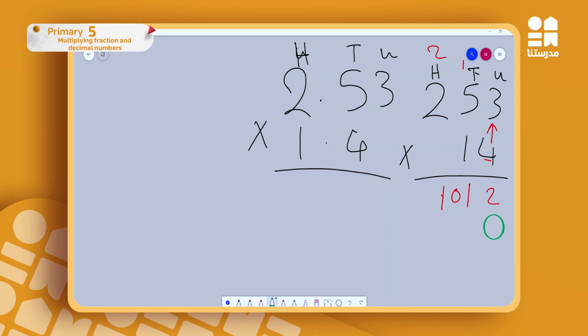So 1 times 3 is 3, 1 times 5 is 5, and 1 times 2 is 2, and then I add them together. 2 plus 0 is 2, 1 plus 3 is 4, 0 plus 5 is 5, 1 plus 2 is 3. So my answer is 3,542.